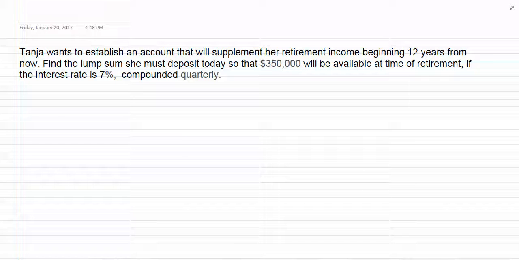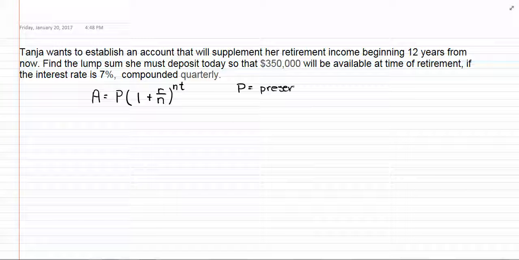There's two formulas that you can use for this. The one that I like to use the best is this one, A equals P times (1 plus R over N) raised to the NT power, where P is the amount that you're investing, or present value. A is the future value.